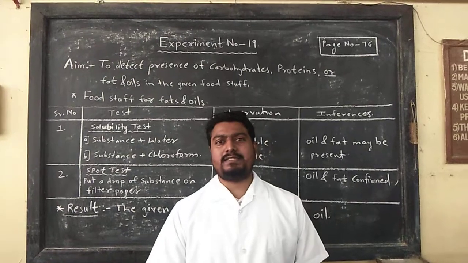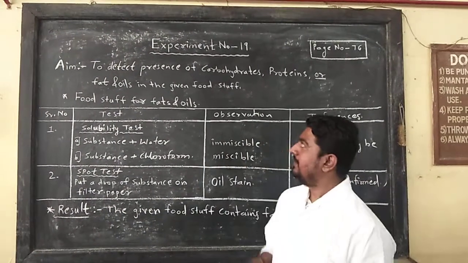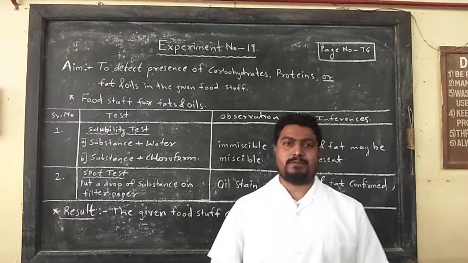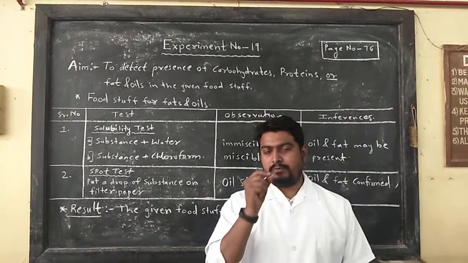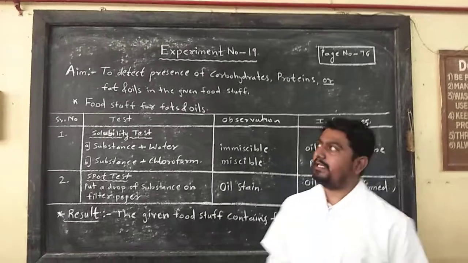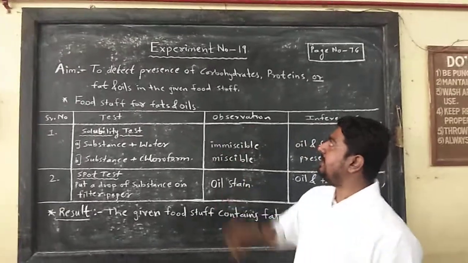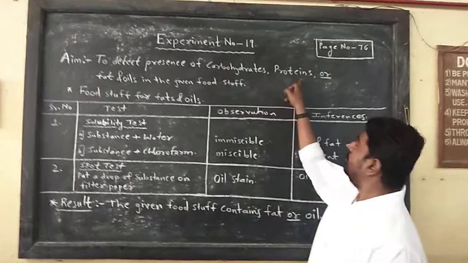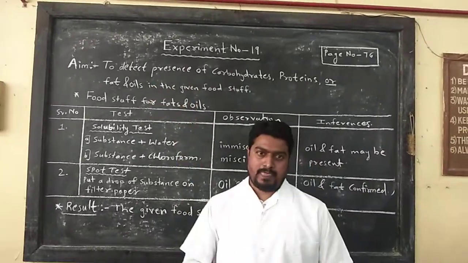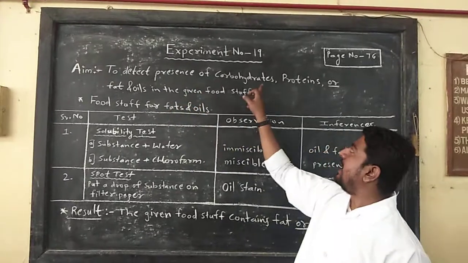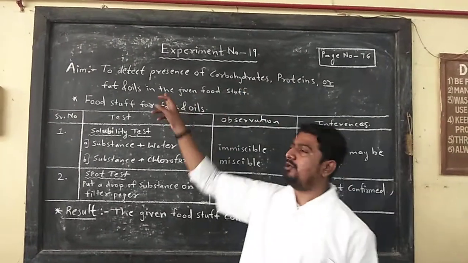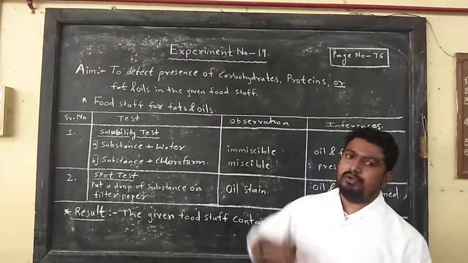Students, today we'll see a new experiment. In this experiment, a foodstuff will be provided, and from that foodstuff we have to detect whether the given foodstuff contains carbohydrates, proteins, fat and oil. So the aim of the experiment is to detect the presence of carbohydrate, proteins, fat and oil in the given foodstuff.